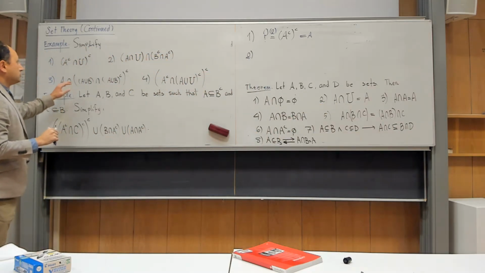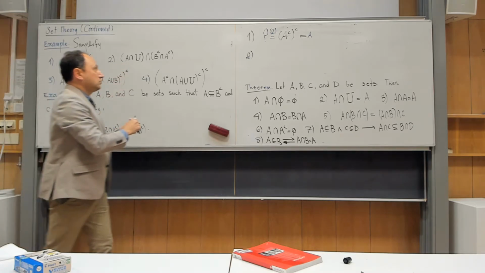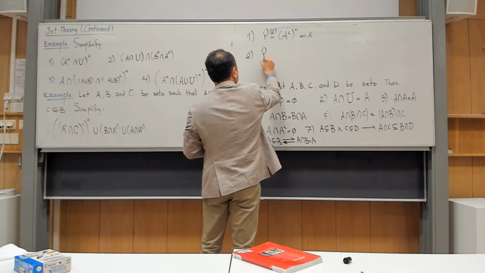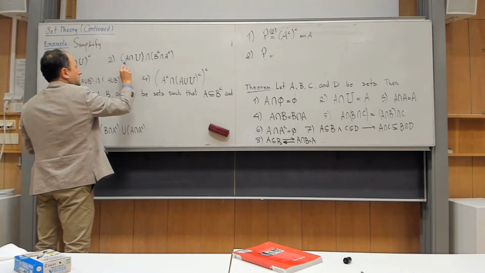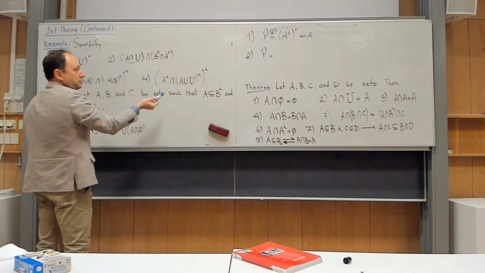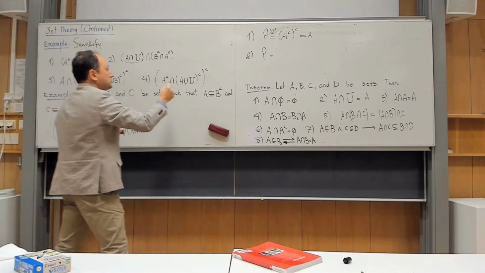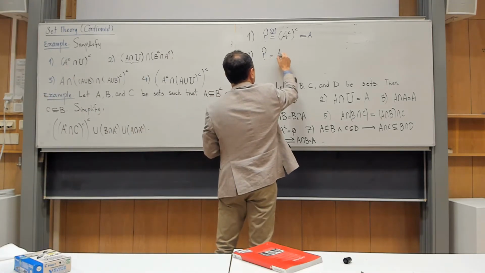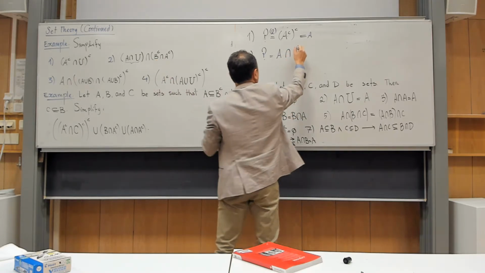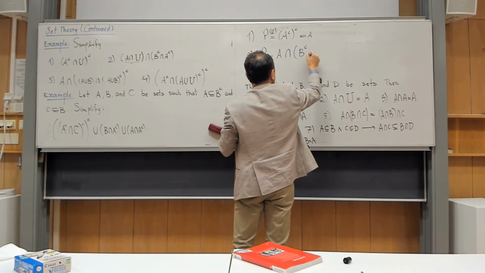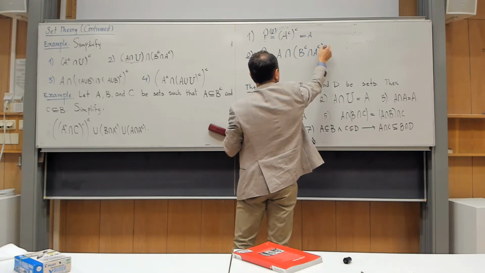Okay, and number 2. So what should I do here? So the question mark is equal to. I have two pairs of brackets to take care of. This one is actually exactly number 2, so instead of this one I can just write A. And then I have intersection, and then I have B complement, I have intersection, okay?